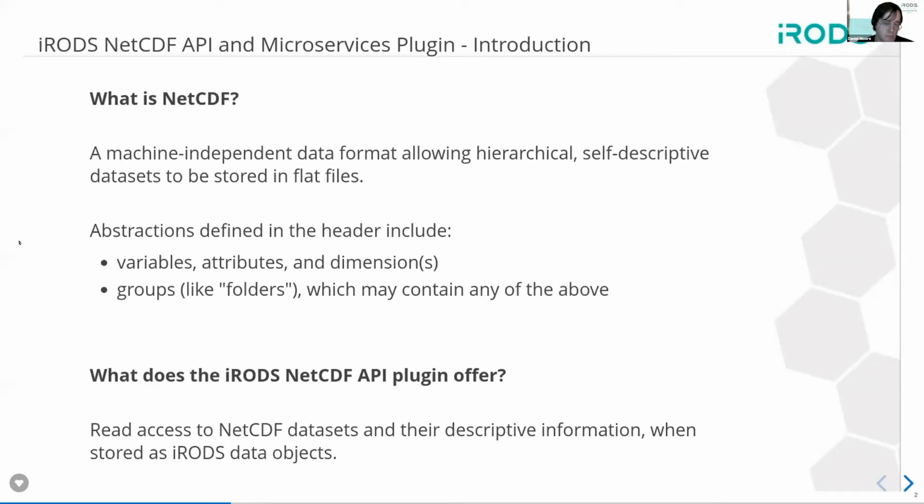You can have variables and attributes, which are like comments that are attached to them, and the dimensions and data type of that variable are all well defined. You can have them at the root level folder or group. It's actually called a group in NetCDF parlance. And of course, you can have subfolders of that main group, which also contain data sets. So as I alluded to, this API plugin allows access to those data sets when they are stored in the iRODS virtual file system.